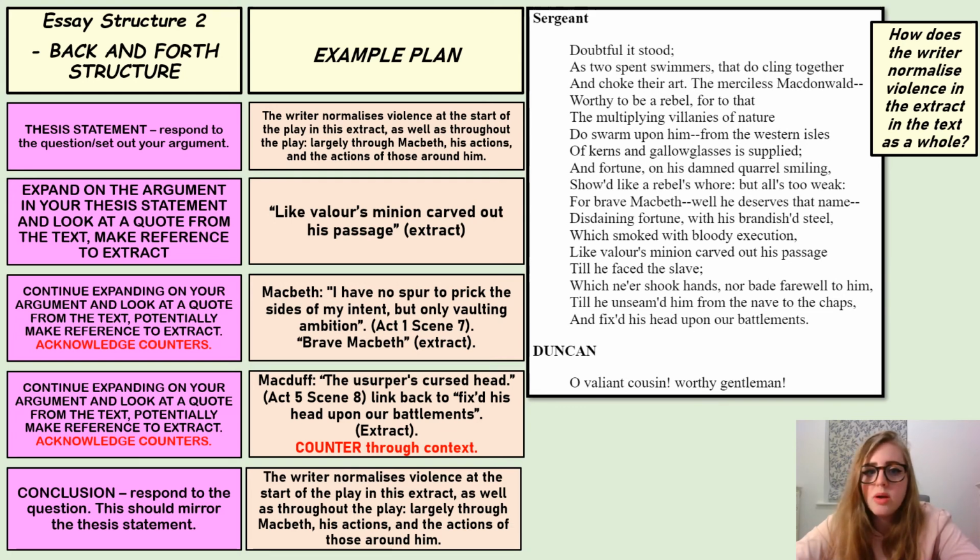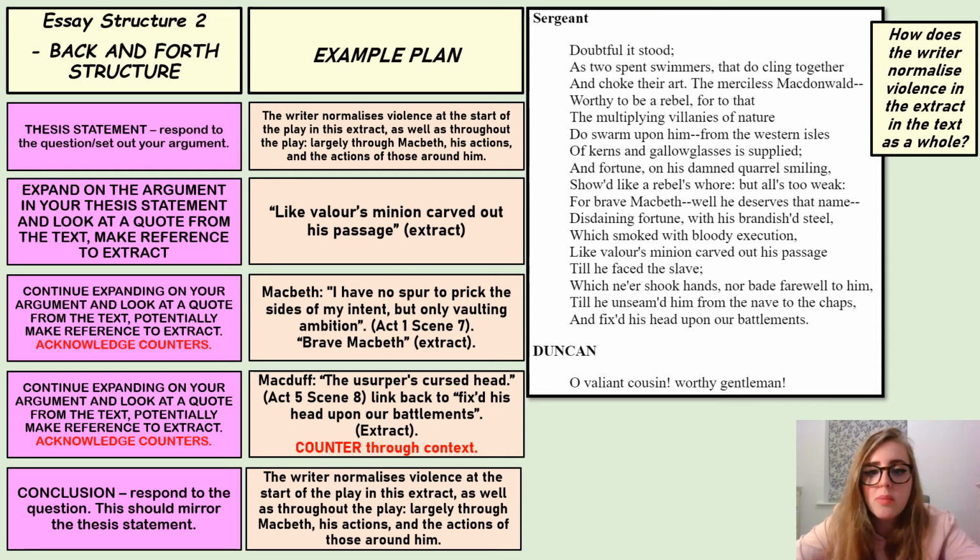But you never know. They might, and they could give you a question like this, because violence is a very important theme in Macbeth. So I'm going to go back and forth. I'm going to start off with the extract. I don't have to start with the extract with the back and forth one. It's just because I want to. I'm going to talk about how they normalise violence through Macbeth and the actions of those around him.